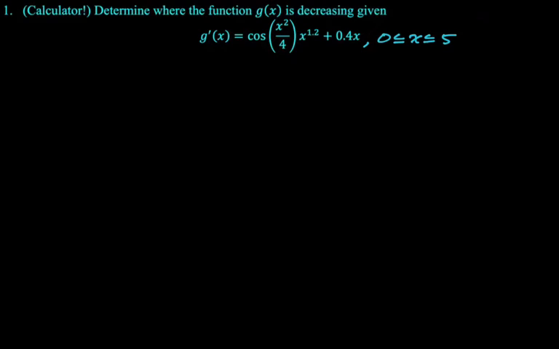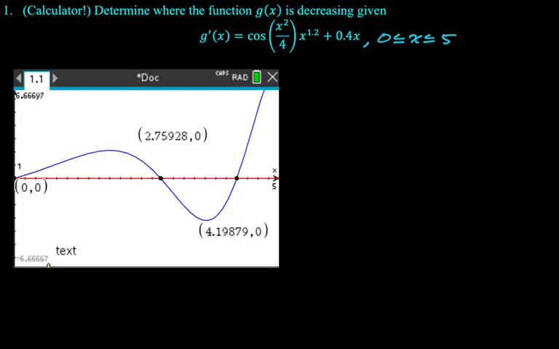So here we go. Determine where the function g of x is decreasing, given g prime is cosine of x squared over 4 times x to the 1.2 plus 0.4x. I also had to add in from 0 to 5. The original problem I forgot to put in an interval, and this thing is wild, so it's not like eventually it settles down. So making the problem 0 to 5, hopefully that's reflected in the actual problems that I've posted. So what I did was I just graphed that from 0 to 5. I also graphed 0 so that I could easily find the intersections.